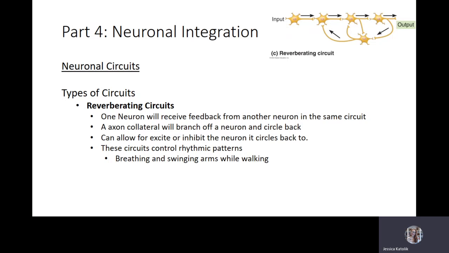These types of reverberating circuits are often used in rhythmically controlled patterns, such as breathing and swinging our arms while we walk. So it will allow for that pattern to move and sway back and forth, back and forth.